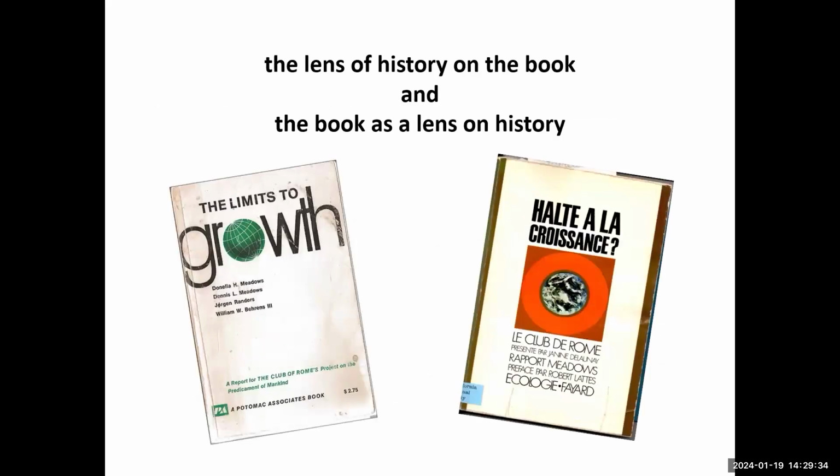I'm focusing on two different editions of The Limits to Growth, the original in English published in the United States and the French translation published in Paris. This book came out in 1972, and it's a good way to use the book as a lens on history. So going beyond just the history of the book, but using the book as a tool to understand the past.